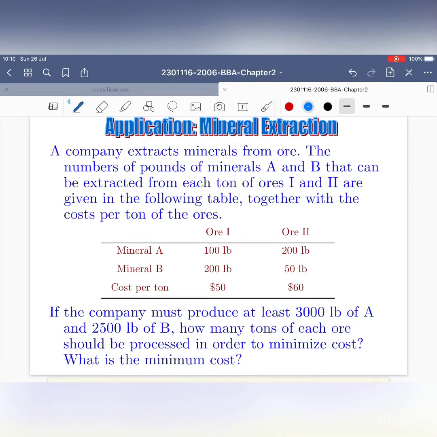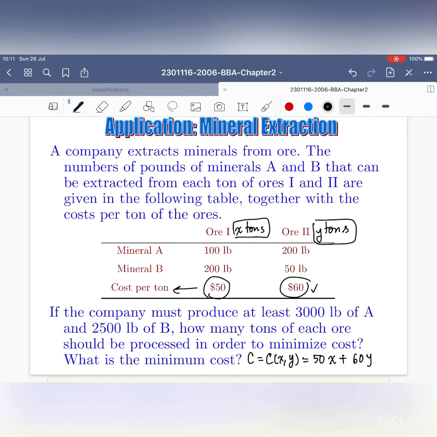Okay, so let's say that you use x tons of the first ore and y tons of the second ore. So what will be the cost? The cost, let's say C of x, y, depends on this 50 and 60, right? This one is 50 per ton, but you use x tons, so it's going to be 50x. By the same token, it is 60 per ton, but you use y tons of the second ore, so this one is 60y.